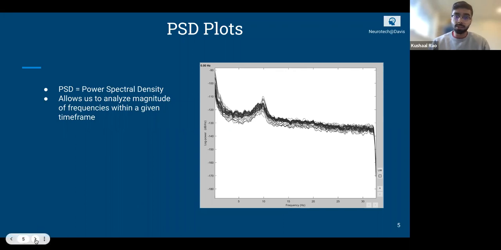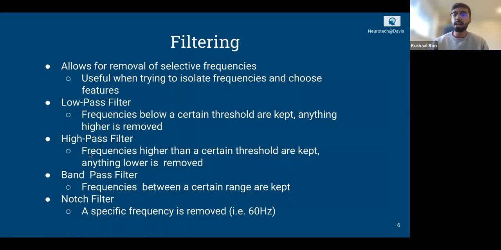That leads us to filtering. So filtering allows us to selectively remove or select for frequencies. It's useful when you're trying to isolate frequencies and choose features. There are a couple of different types of filters, the names of which might be hard to understand at first, but once you get the hang of it, it's really not that bad. So the first is the low-pass filter. The low-pass filter basically allows frequencies below a certain threshold and removes everything else.